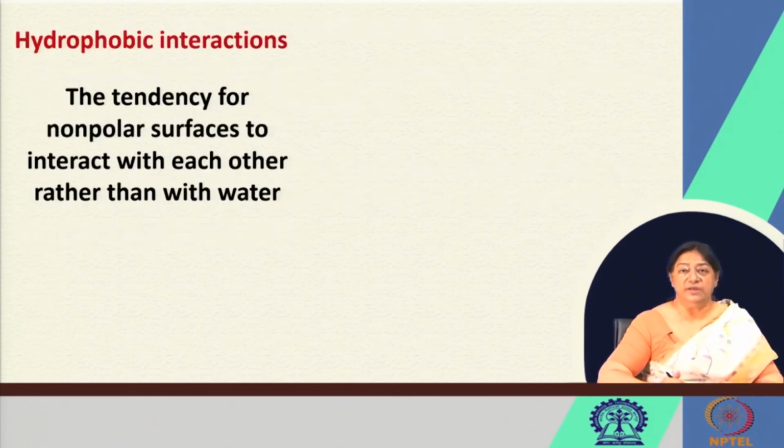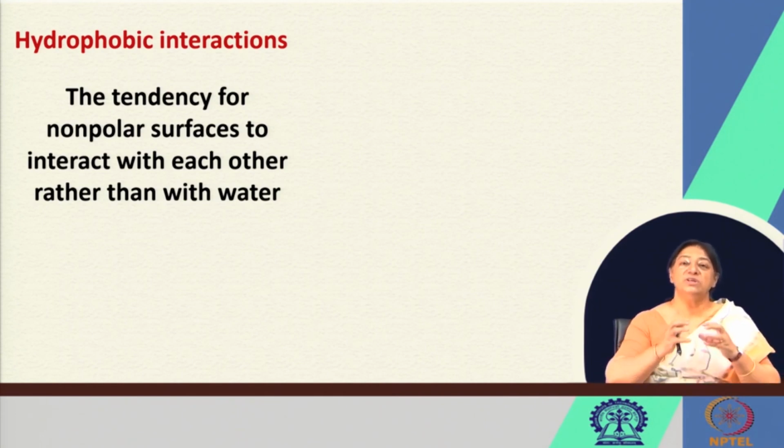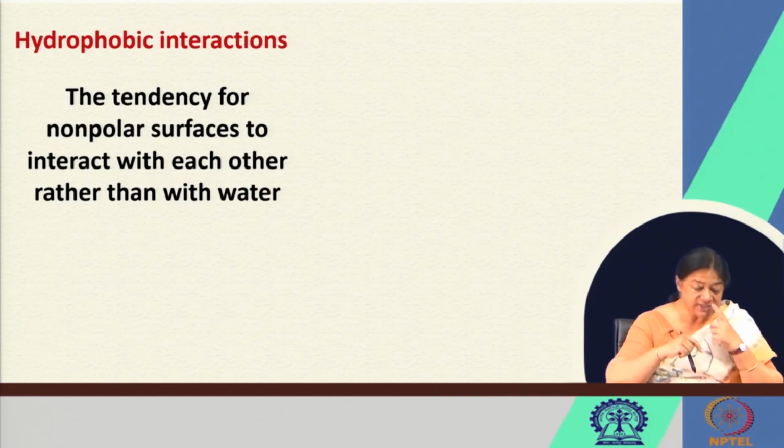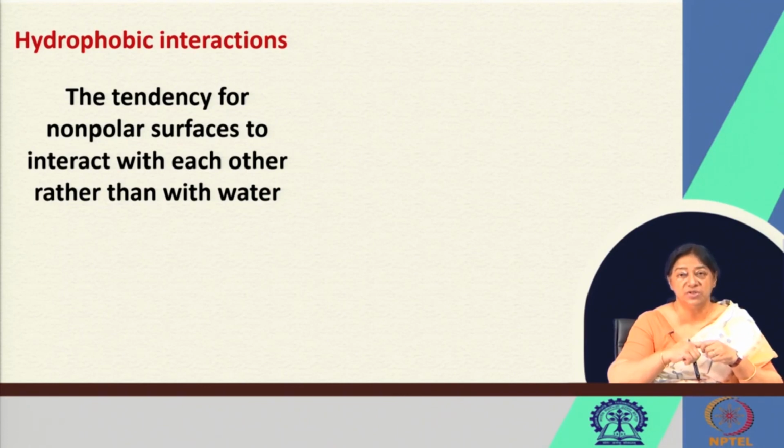In the hydrophobic interactions, what we see is the tendency, or the preference, for the non-polar surfaces to remain in contact with each other rather than the polar solvent water. So, in this case, what happens if we have specific side chains that do not have an oxygen and a nitrogen associated with them.